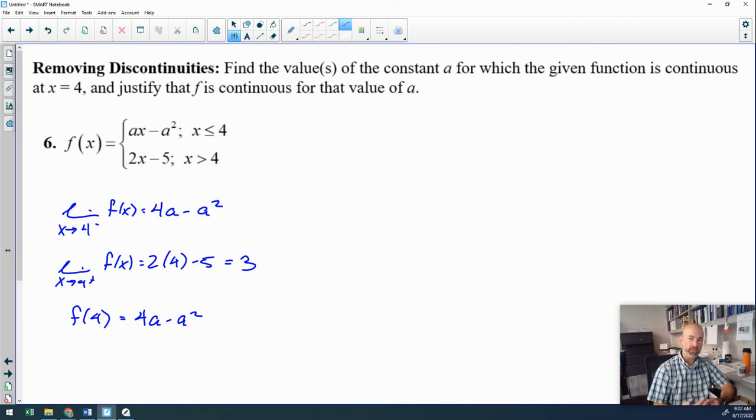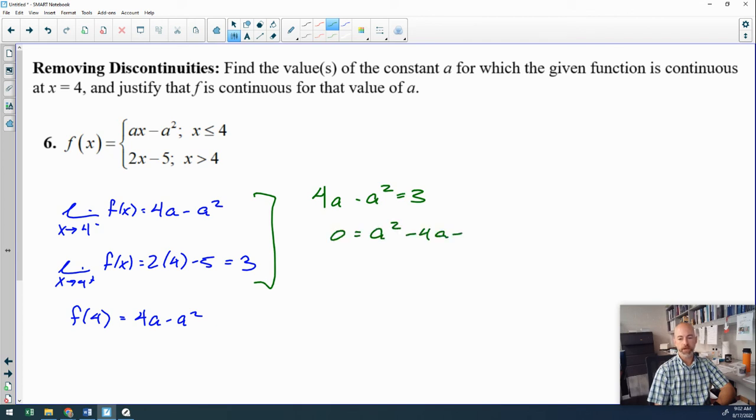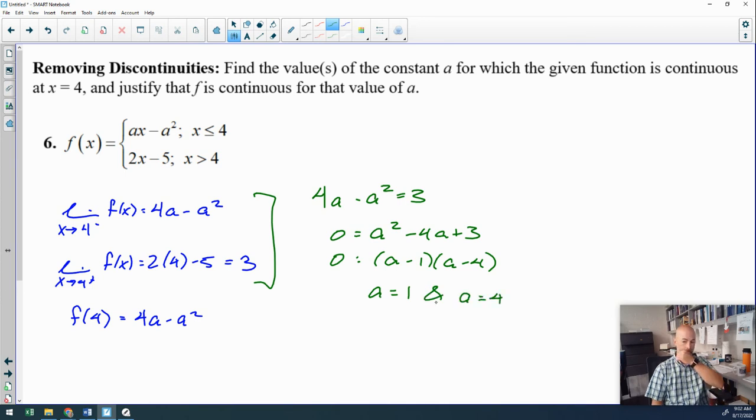And in order for this function to be continuous, all of these have to equal each other. So I'm just going to take any two of these expressions. I'm going to take the a expression, set it equal to 3, and channel my algebra skills. So let's see, I'm going to factor this one. 0 equals a squared minus 4a plus 3. That factors to a minus 1 times a minus 4. And we get a is equal to 1, and a is equal to 4.